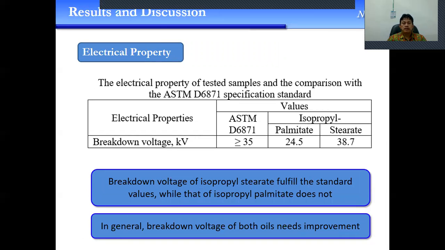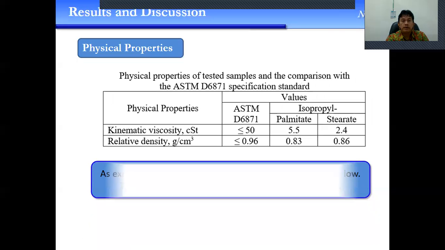This is electrical properties. We can see here that the breakdown voltage of isopropyl stearate fulfills the standard value because its value is higher than the standard. While the isopropyl palmitate doesn't fulfill the qualification because its breakdown voltage is lower than the value specified by the standard. However, in general, the breakdown voltage of both oils needs improvement.